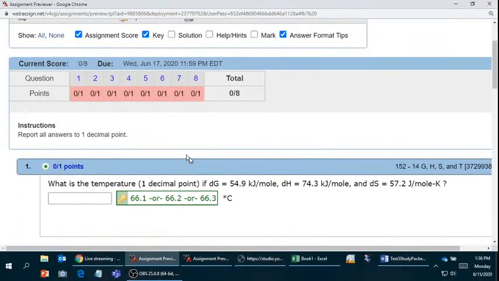And we'll start with the first question. I think it was asked for questions 1, 3, and 5, but I'll check that. But the first question here is, what is the temperature, 1 decimal point, if the delta G is 59.9, and all those numbers. So give me just a minute to erase my board.